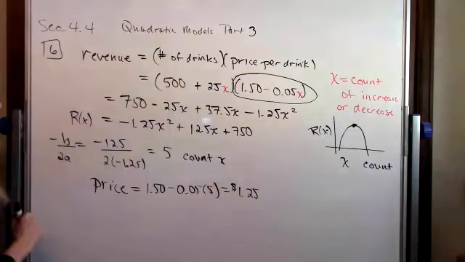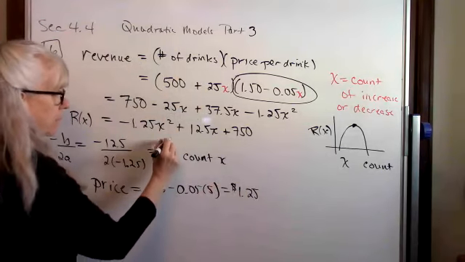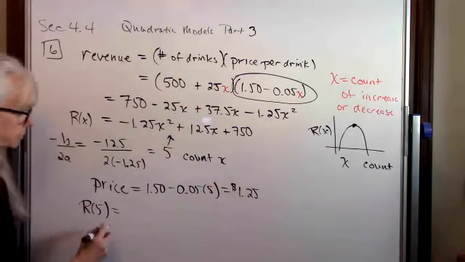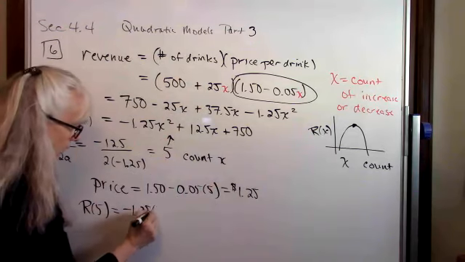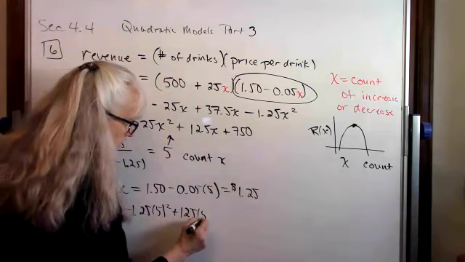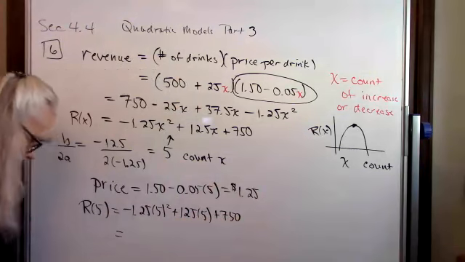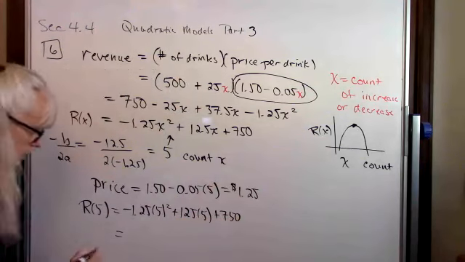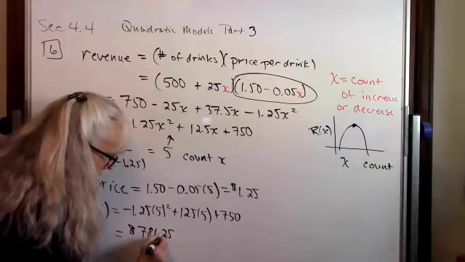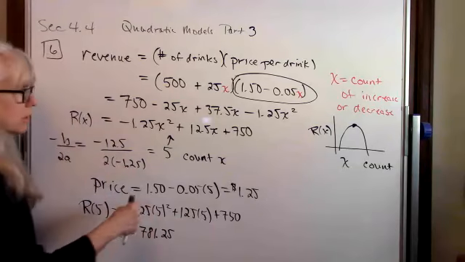And if we do that, what do we get as a revenue? So the revenue, we're going to take this 5 and plug it back into R. So we are finding R of 5. So negative 1.25 times the 5 squared plus 12.5 times my 5 plus 750. And if you do that, you'll find out that your revenue is $781.25.